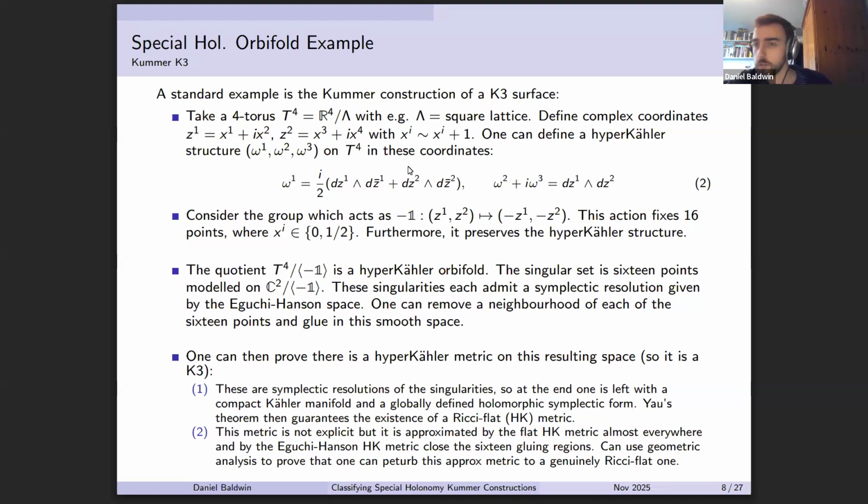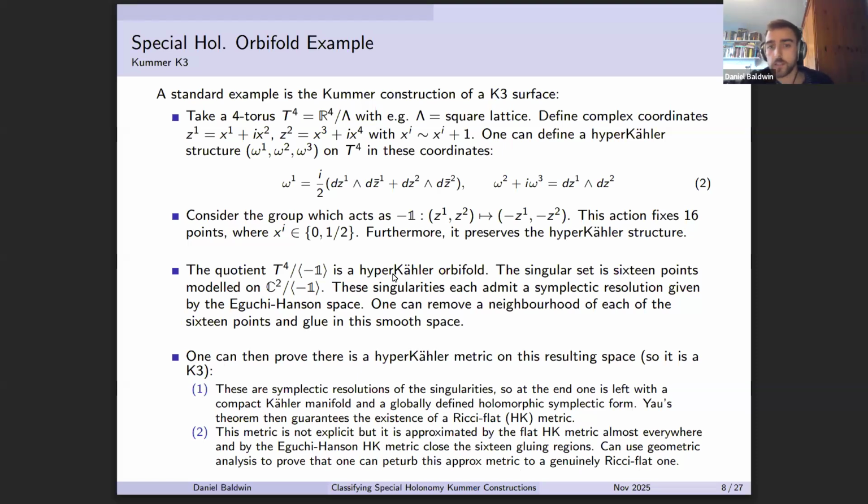And we can define a hyperKähler structure on T4 in these coordinates, given by equation 2 here. Then we can consider the group which acts as -1 on these coordinates. And this action fixes 16 points on the torus. And these are precisely the points where xi is either 0 or a half. And this group action also preserves the hyperKähler structure. So if we quotient T4 by this Z2 action, we obtain a hyperKähler orbifold. And the singular set of this orbifold is 16 A1 singularities, so 16 points modeled on C2 mod Z2.